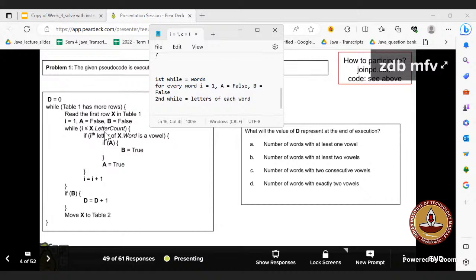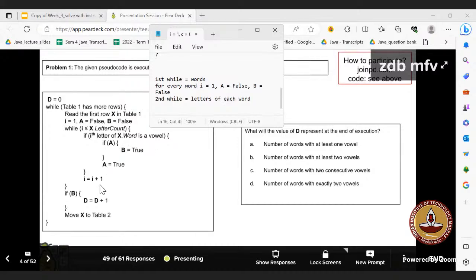And if the third letter is a vowel, then you will check if the ith letter of x.word is a vowel. Yes, the third letter is a vowel. Then you will check if A, which you have set previously to true. So then that's why you will make B equal to true.